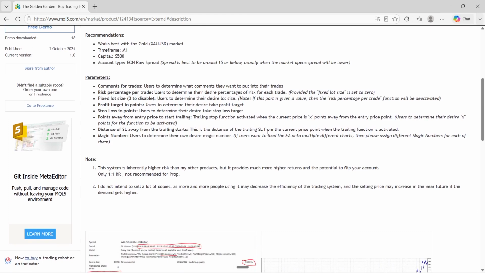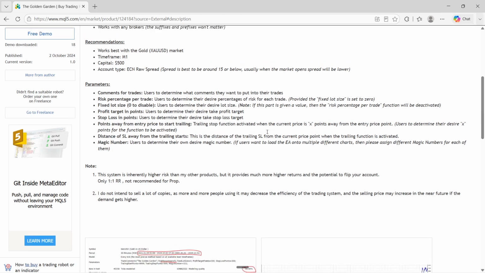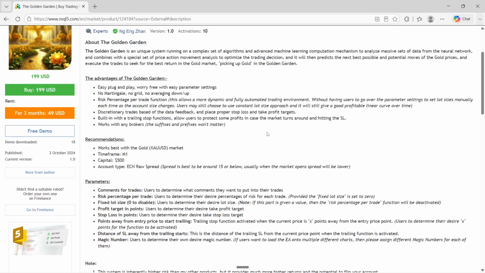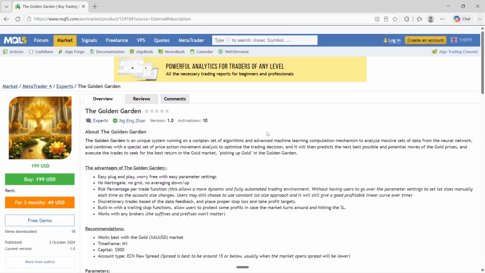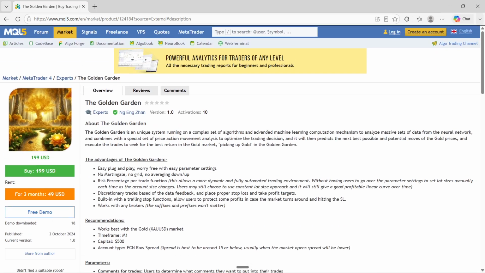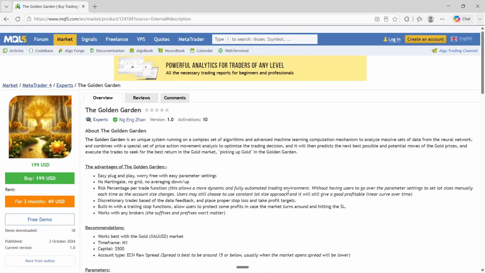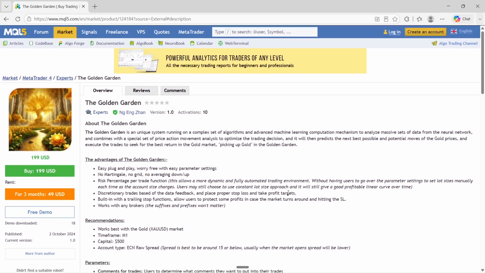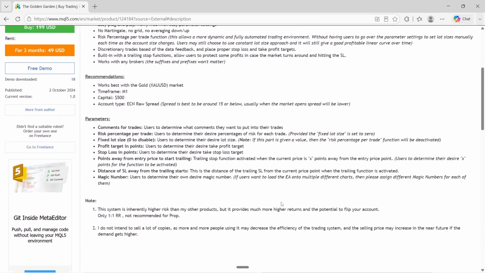As for the nuances, implications, and hidden risks, gold can gap and spike violently around news. M1 time frame amplifies the impact of spreads and slippage. Higher risk design and 1:1 RR require strong win rates. In practice, start with the lowest risk settings, use a quality gold broker, and evaluate performance over longer periods. Like I said, past results never guarantee future performance.